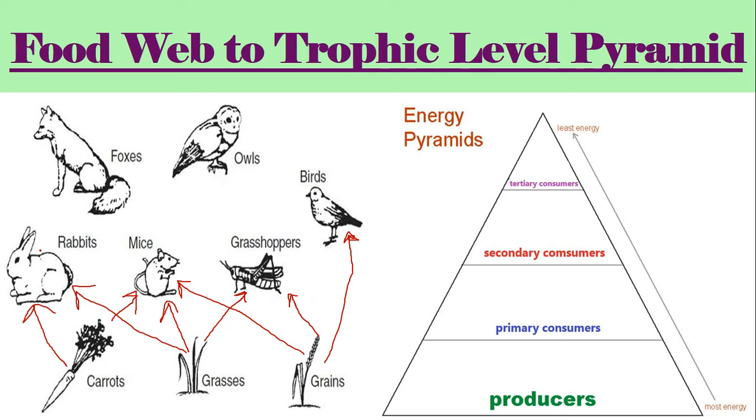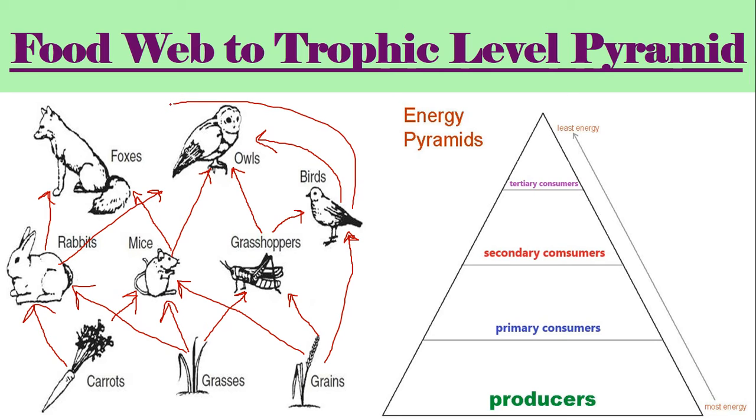Now let's move on. Rabbit. Rabbit's going to be eaten by the fox. It's going to be eaten by the owl. It's a little too big for the bird to eat. The mice, we're going to do the fox. We're going to do the owl. Grasshopper. Grasshopper is going to probably be eaten by the bird. And I think it's going to be eaten by the owl as well. The birds will be eaten by the owl, and most likely some foxes will eat the birds as well. Owls won't eat foxes, foxes won't eat owls. They're more of the top predators here.